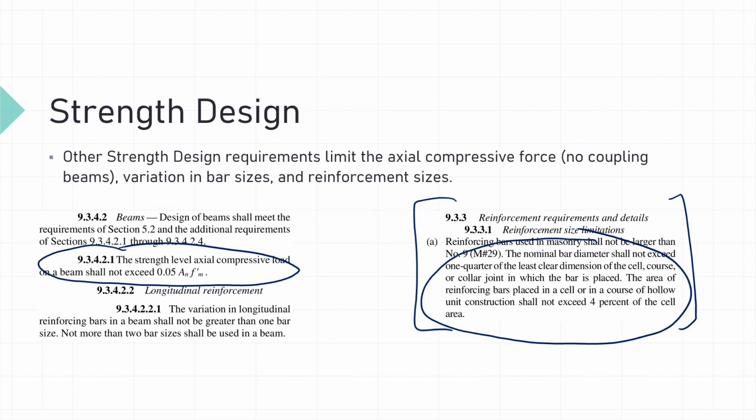So we can't exceed 4% of our cell area for strength design, or a quarter of our least clear dimension. I'll record a future video on how we can calculate these things. But for example, in an 8-inch block wall, we might not even be able to put a number 9 bar in that cell. We would need to calculate our cell area and see what the limitation would be. But in theory, we could go up to a number 9 bar maximum with strength design.